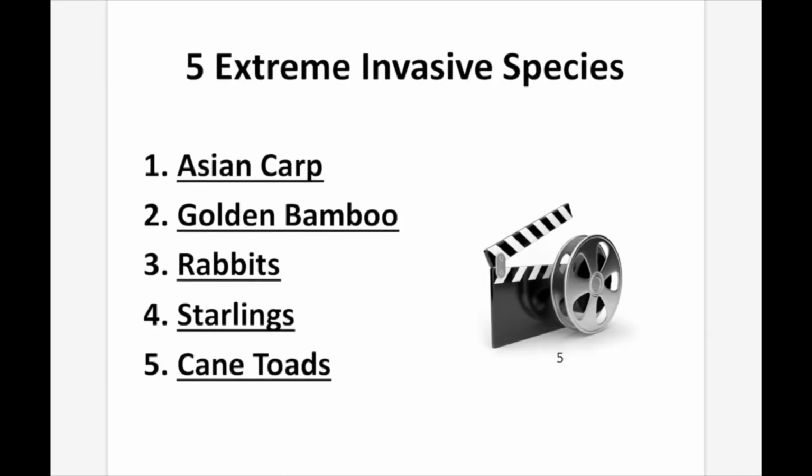So to finish it off, what I'd like you to do is pause the video and watch number 5. That's going to go through 5 extreme cases of invasive species, including the Asian carp, which we talked about earlier, golden bamboo, rabbits, starlings, and cane toads. They're all really interesting, and they tie in very well to what we've been talking about. Once you've done that, you'll have concluded the lesson on invasive species.